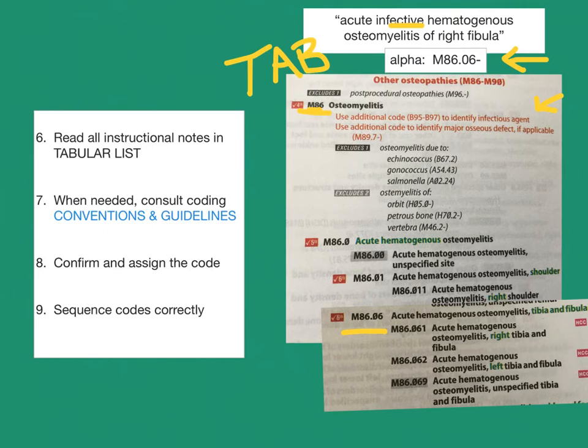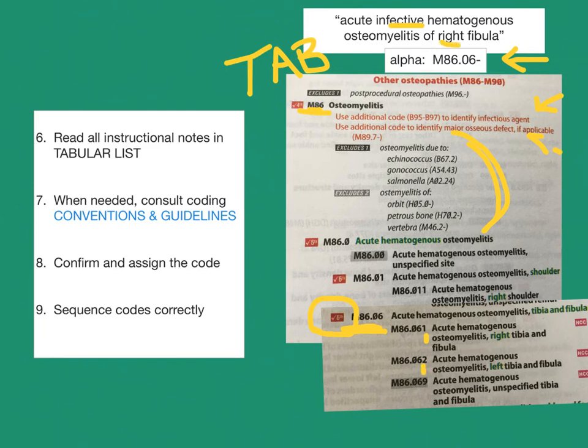Use additional code to identify a major osseous defect if applicable. It's not applicable. It hasn't been documented. So those are not applying here. Taking a look through those Excludes1 and Excludes2 notes, none of these seem to apply to our documentation, so we're good. Looking down here at M86.06, we have this box, check 6th, meaning we need a 6th character. We're only at 5 here. And we have our options for our 6th character: 1 for the right tibia and fibula, or 2 for the left.